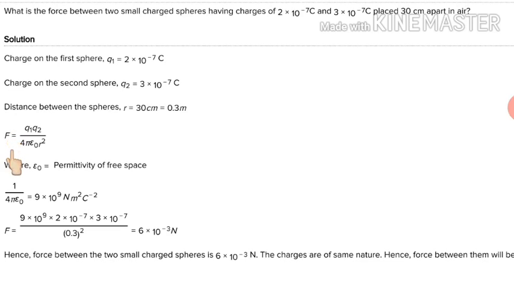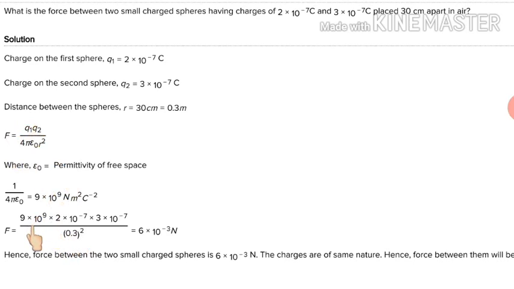So according to Coulomb's law, F is equal to 1 upon 4 pi epsilon naught Q1 Q2 upon R square, where Q1 is given to us, Q2 is given to us, R is given to us, and 1 upon 4 pi epsilon naught is a constant. Its value is how much? 9 into 10 to the power 9. So in this particular formula we will substitute all the values.